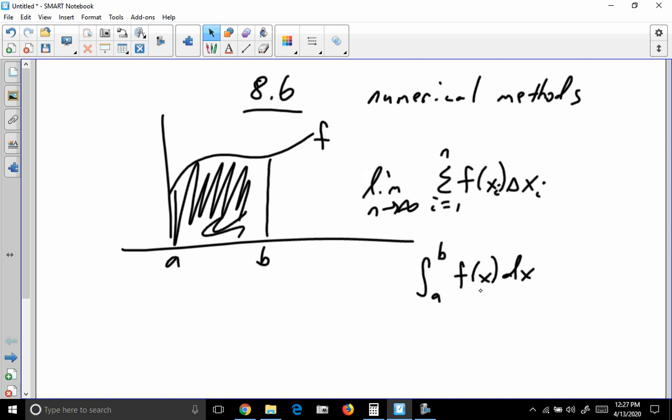Well, that's all good and well as long as our function is something that we can get an antiderivative for. If our function is something that we don't know how to integrate, then how are we going to do that? So what we're going to look at is what are ways to estimate this area if we're not able to use the fundamental theorem of calculus. If we're not able to get the antiderivative and plug in the right side, plug in the left side, and subtract.